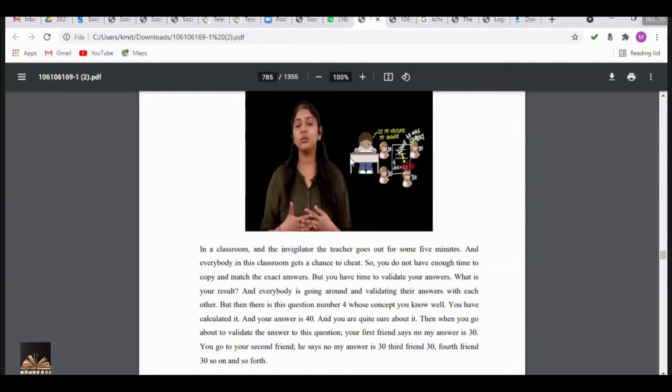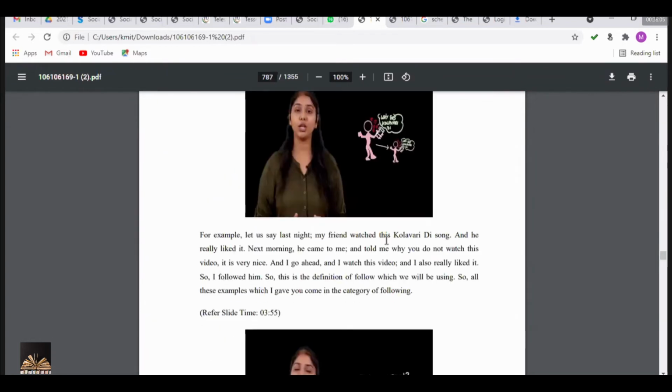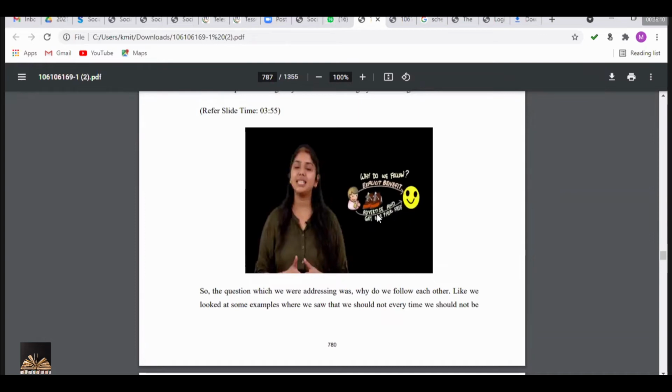One is explicit benefit. The second one is informational benefit. Explicit benefit is, see, you have purchased a pair of shoes, and your friend, who has a company, tells you that if you sell this to 5 people, you will get it for free. That means it is some explicit benefit. So based on that you follow, right?